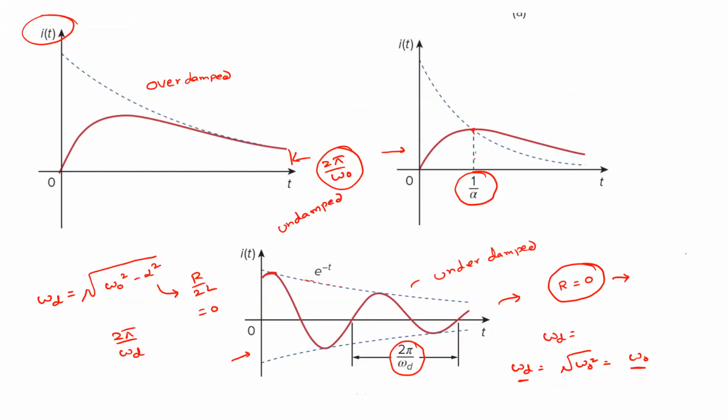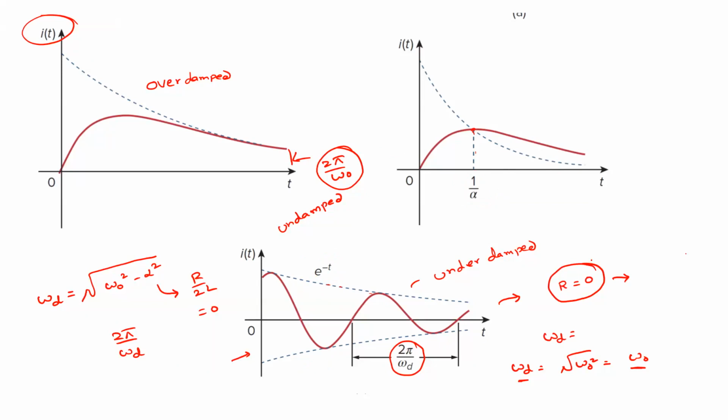And sir, in the overdamped one, the dotted line? If you notice, this is e to the power of minus t, and this is minus of e to the power of minus t. So the response is varying between these two envelopes. That is known as undamped, right? So that will never reach 0.